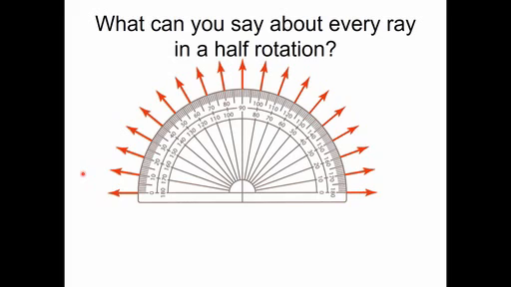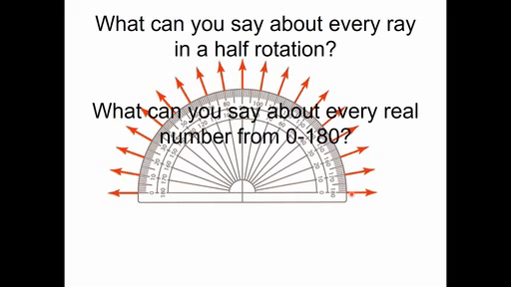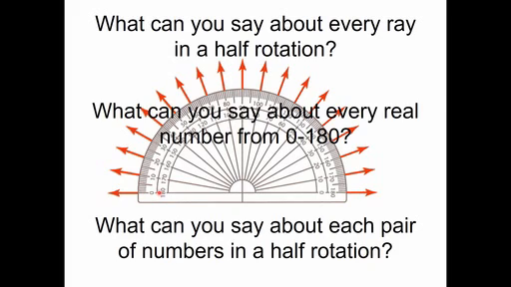Three questions here. What can you say about every ray in a half rotation? So every one of these rays, there's something that's true about them. And every real number from 0 to 180, we're going to say something about them. And they're actually going to be the converse idea of each other. Does that give you a little hint? And then what's going to be true about each pair of numbers in a half rotation? So if we were to take this number and this number, what's true about that pair of numbers?